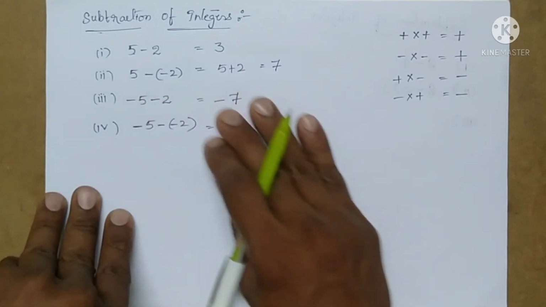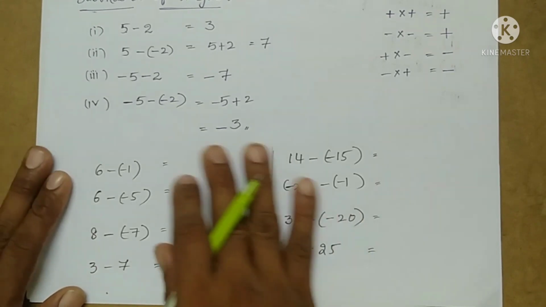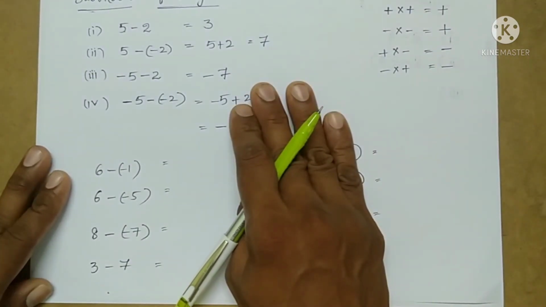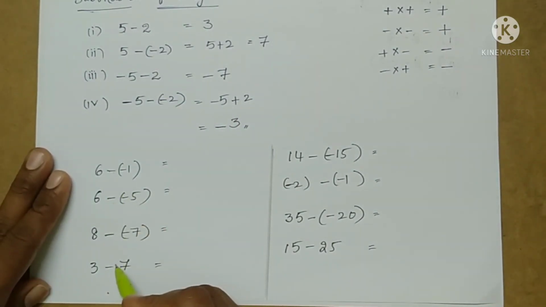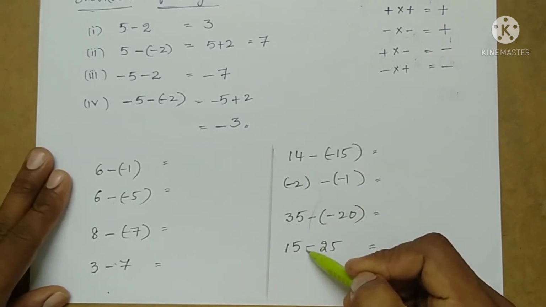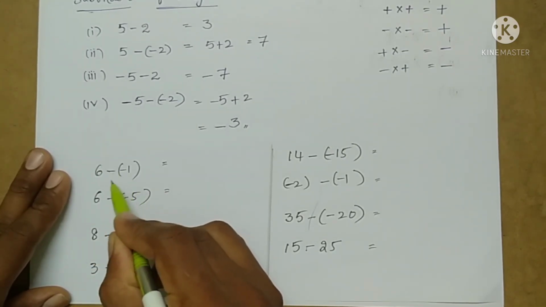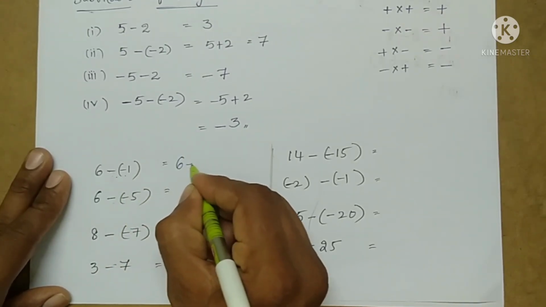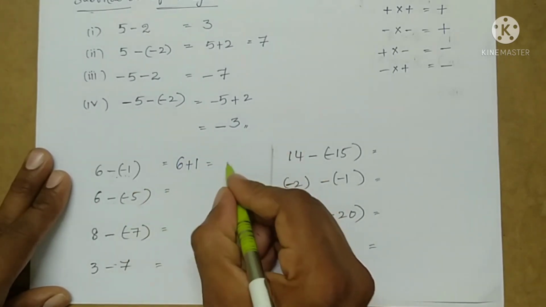So let us see some more examples. Here we take some more examples related to subtraction of integers. These are all subtractions of integers. First we have to clear these two symbols by multiplication, right? So minus into minus is plus. So 6 plus 1 is equal to 7.